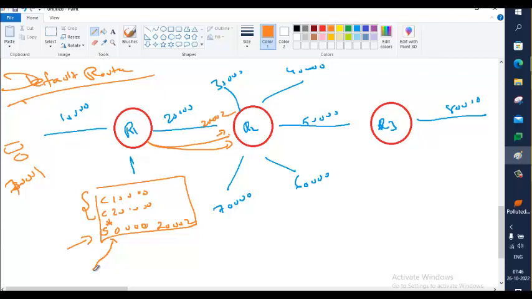Where all we can write the default route, where all we should not write the default route. Okay, my direct question: can I write the default route here? See, this router also knows only about two networks, 50 and 80.